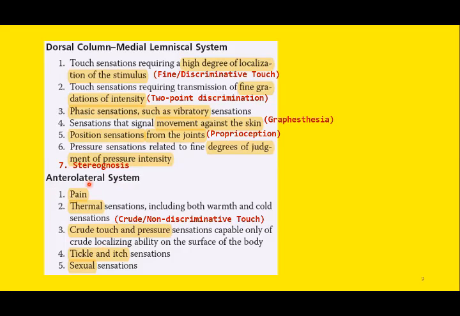The lateral spinothalamic tract is responsible for transmission of pain and temperature, whereas the anterior spinothalamic tract is responsible for transmission of crude touch. And collectively, the anterolateral spinothalamic tract is labeled as the anterolateral system.